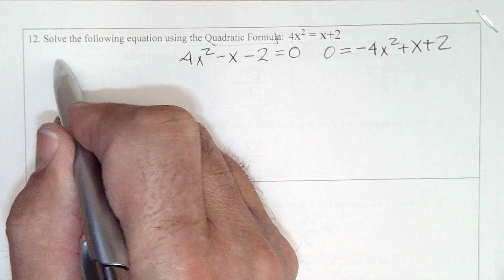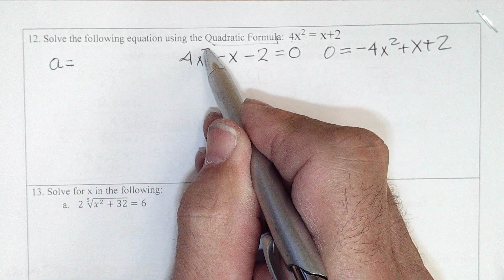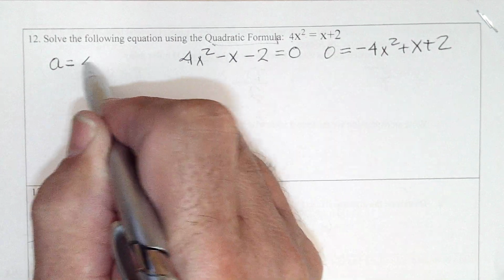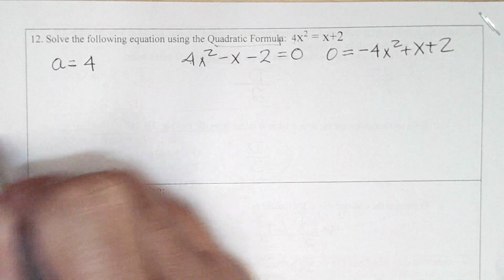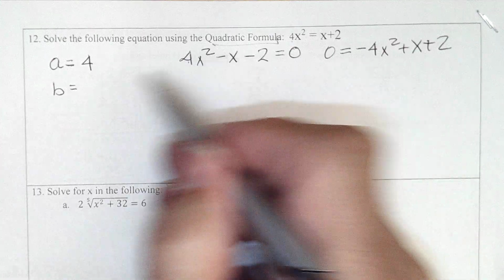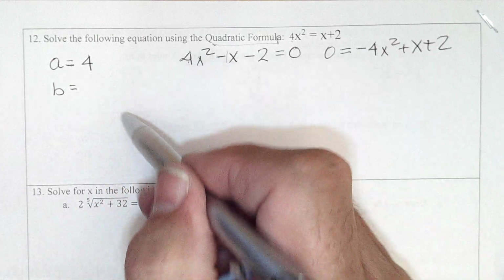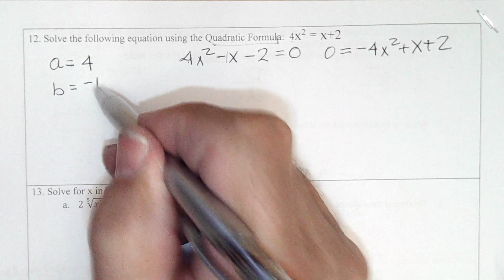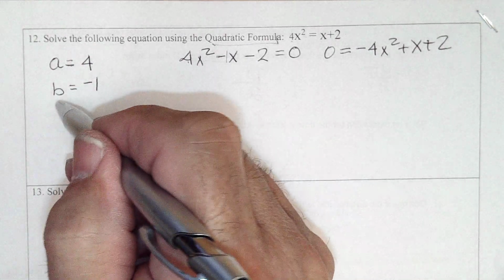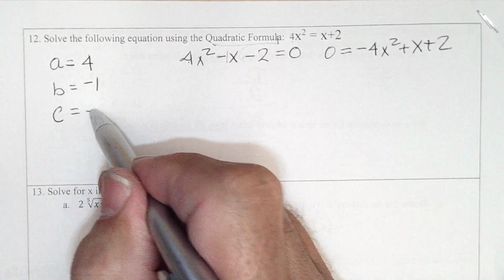Remember, a is the number of x squareds. It's not x squared, it's the number of them, 4. It's the leading coefficient. B is the number of x's. Now, several of you wanted to put x here, but it says there's minus 1x. So B is -1. And C is the constant, which is -2.